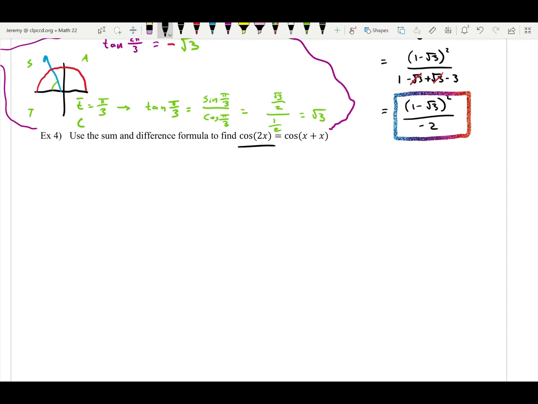Okay, cosine 2x. Well, the first step to deriving a formula for that is we could break 2x into x plus x, right? Because once we write it this way, then we can apply a formula we already have. We can use the sum formula for cosine. So cosine of x plus x, we're going to get cosine x times cosine x minus sine x times sine x.